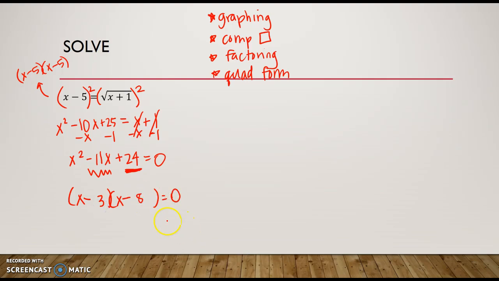Now I'm solving, so I need to go one step farther by setting these equal to 0, which is just going to change their signs. So I have x equals 3 and x equals 8. But I'm not done. I've got to plug them back in and make sure they work.